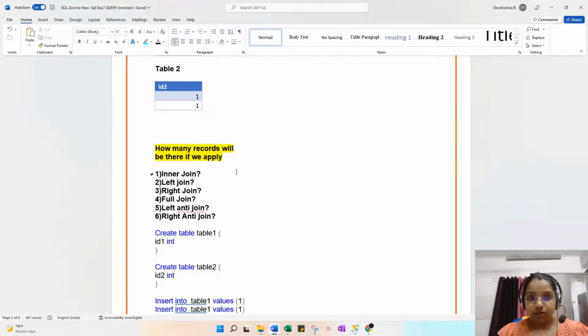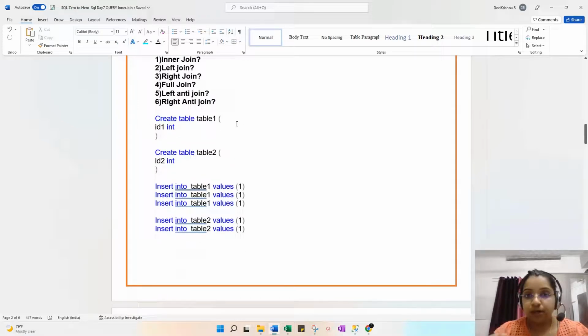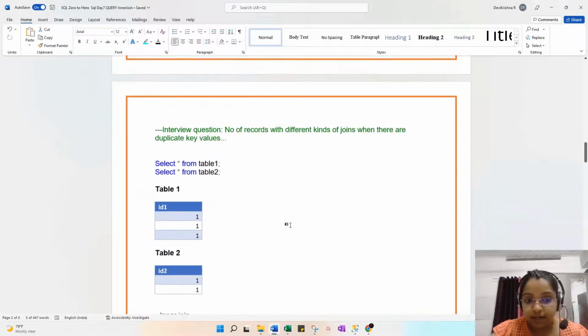If you answer this question correctly, the interviewer will know that you are efficient in the inner join, because inner join has a lot of applications. That is the reason I created this session for you. So we can start, right? First we need to try it in our SQL Server, so I am creating a table one and a table two, inserting three records into table one and two records into table two.